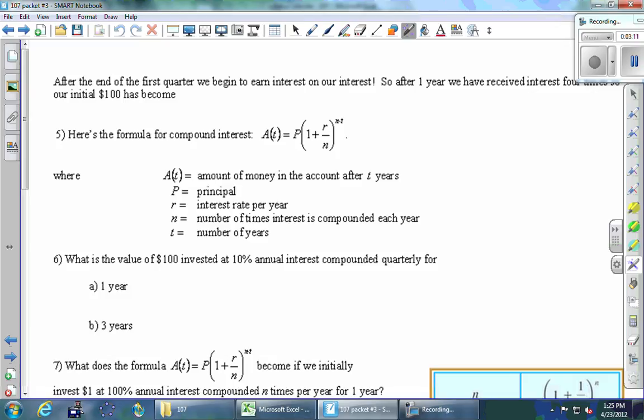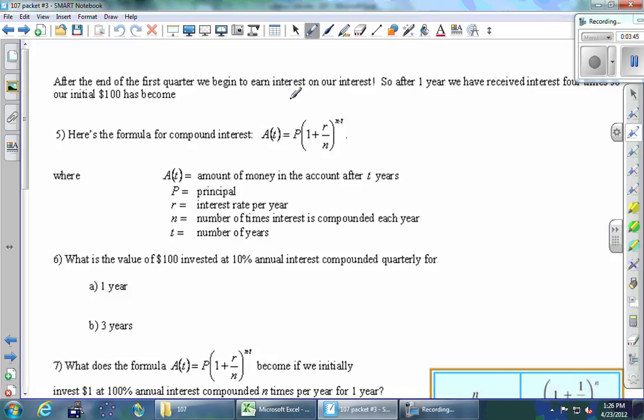If I said you get interest once at the end of every day, how much is N? 365. If I say you get interest once every quarter, how many quarters are there in the year? There are 4 quarters in the year. January through the end of March is the first quarter. It's like a business term. So N is how many times the interest is compounded each year. And then finally, this whole A of T business is just how much money is in your bank account after T years. Okay, so that's generally what we're after is figuring out how much money you have in your account.